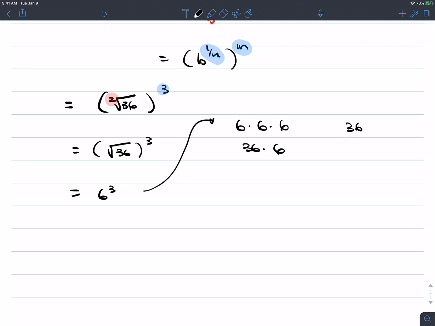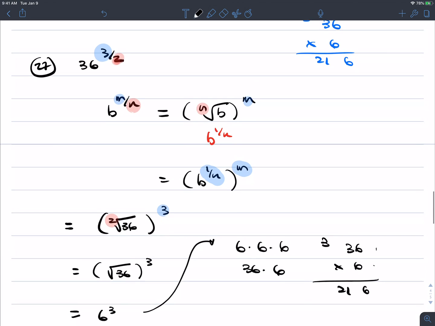Now, I don't know what that is. I'm going to have to what? Multiply. So 6 times 6 is 36. 6 times 3 is 18, plus 3 is 216. So ladies and gentlemen, this answer here is 216.